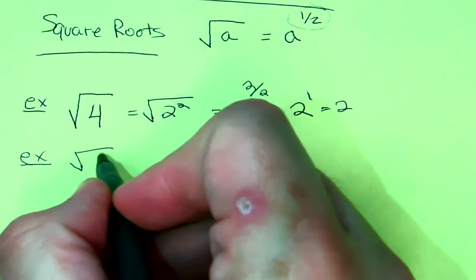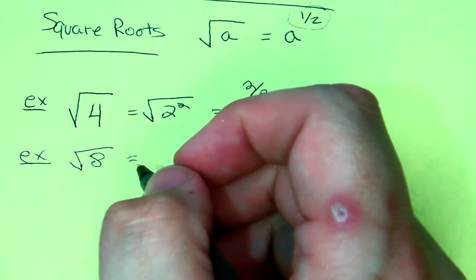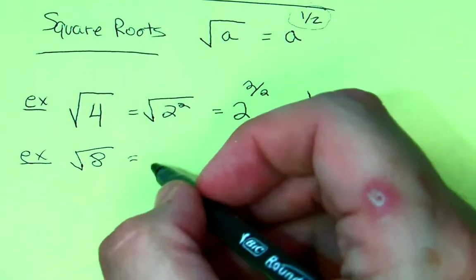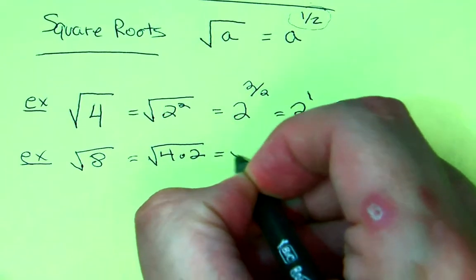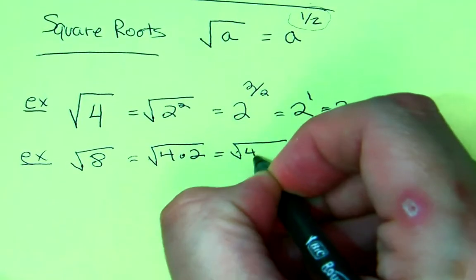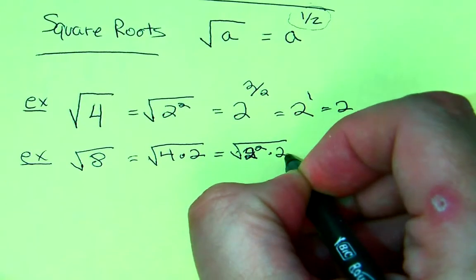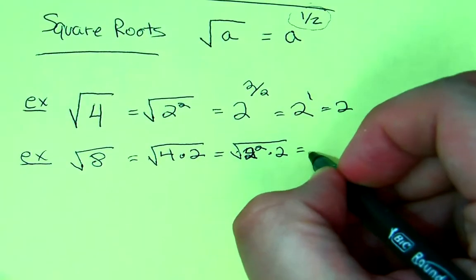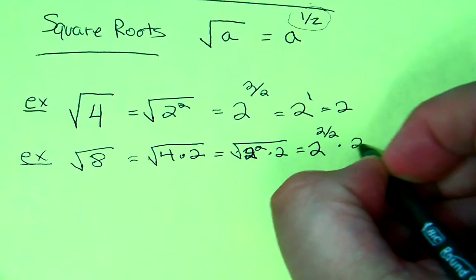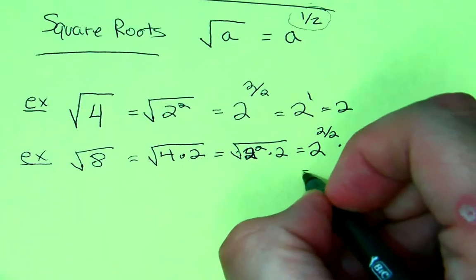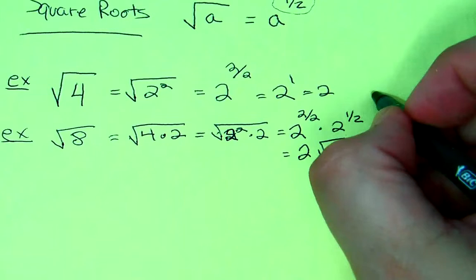Say the square root of 8. Well, now we can't write the square root of 8 as a power of 2. But what we can say is, alright, this is really 4 times 2, which is the square root of 2 squared times 2, which is now going to be 2 to the 2 divided by 2 power times 2 to the 1/2 power, which is 2 times the square root of 2. As a matter of fact, you don't even have to do this.